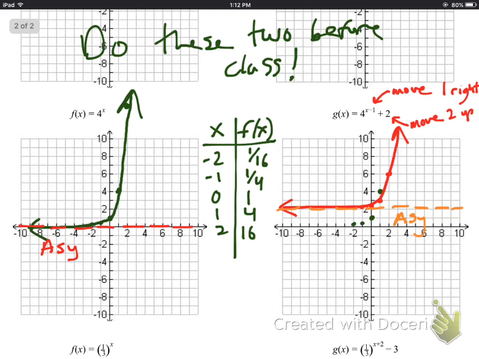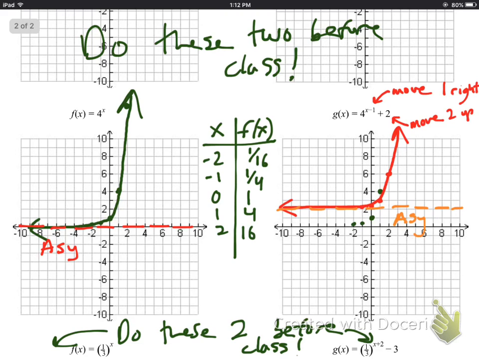And yeah, that's how you graph exponential functions with transformations. Try these last 2 on your own again before coming to class so that you can share those with the class.